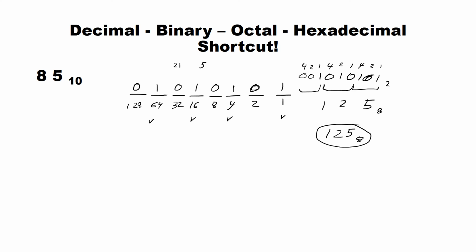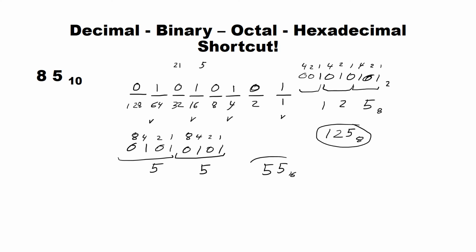And I could also convert it to base 16. Let me just recopy that. So I have 0, 1, 0, 1, 0, 1, 0, 1. Now I'm going to base 16. So I just group it by 4s. 1, 2, 4, 8. So that gives me a 5 in the 1's place. And then I have the same thing again. 1, 2, 4, 8. So that gives me a 5 again. So this number in base 16 is 55 in base 16.